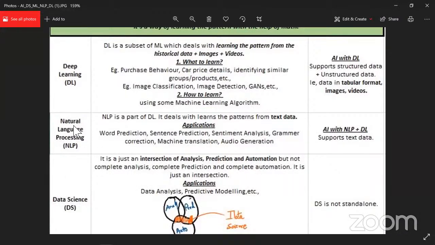We have something called natural language processing. Now, what is this natural language processing? Natural language processing is a part of deep learning. It deals with learning the patterns from text data. With text data, what are all the automations that we can do? Word predictions. If we are writing a mail to our manager, team lead, faculty, or staff, and we type hi, hello, how are you doing, it automatically suggests how are you doing.